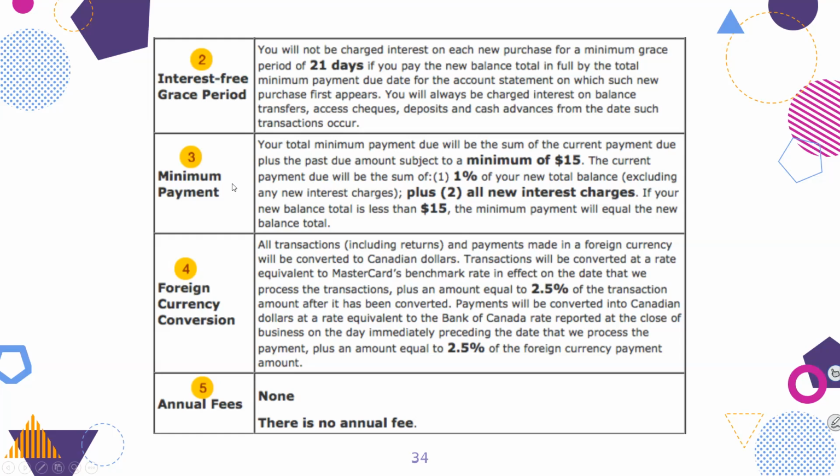So your minimum payment is the next one that tells you. The total minimum payment due will be the sum of the current payment due plus the past due amount, subject to a minimum of $15 for this card. The current payment due will be the sum of 1% of your total new balance plus all interest charges. If your new balance is less than a total of $15, then the minimum payment will be equal to the new balance in total. So paying just your minimum is generally not the goal. The goal of that is not for you to pay off your credit card. It's just for you to keep making sure that you're paying something so that they can still be making money off of you.